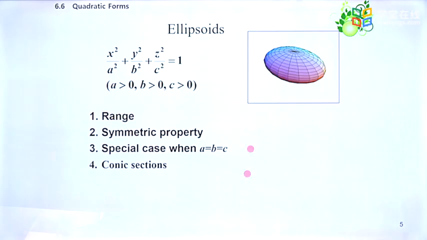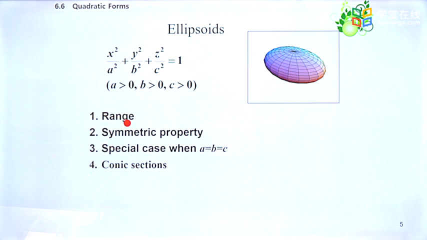So ellipsoids, its equation is like this. x power 2 divided by a power 2 plus y power 2 divided by b power 2 plus z power 2 divided by c power 2 equals 1, and a greater than 0, b greater than 0, c greater than 0. So this is ellipsoids, just like this figure.